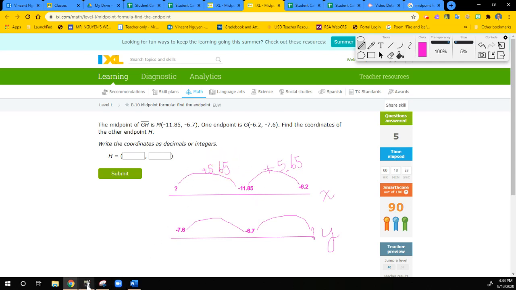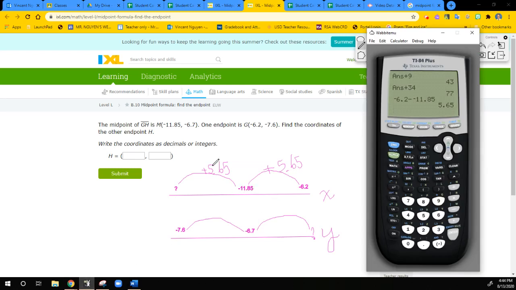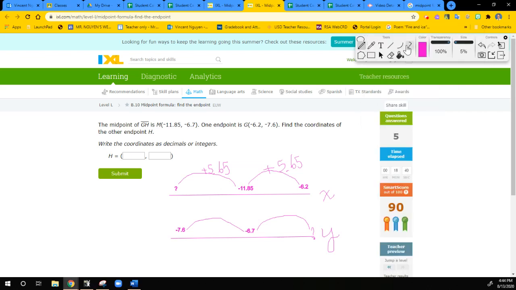So how do I do that? Well, same thing. You take this number and you subtract that number. So I take negative 11.85. I subtract positive 5.65. I get a bigger negative number. So the beginning is negative 17.5. Okay? So that's how you find the beginning.